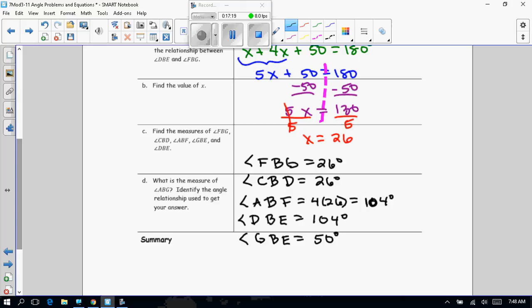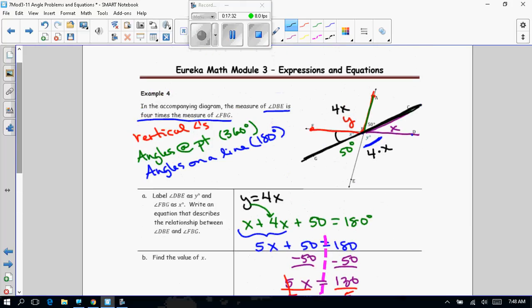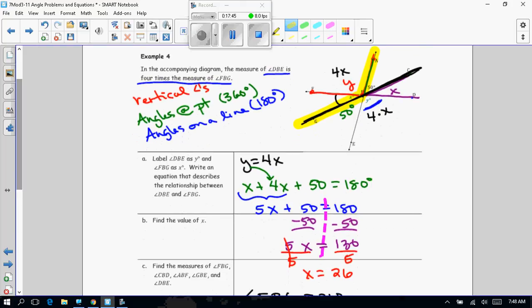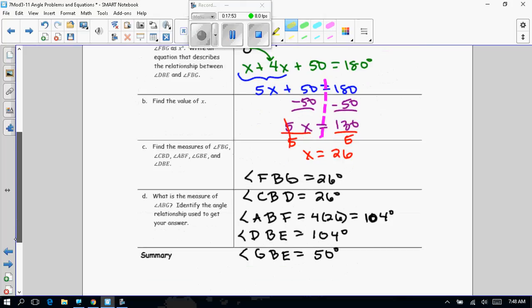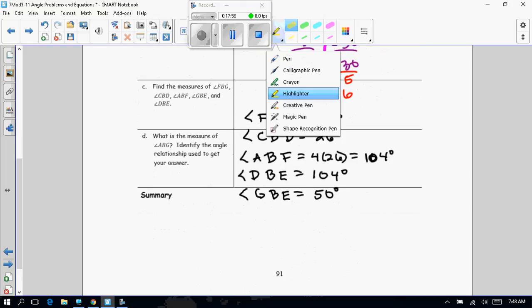Okay, what is the measure of angle ABG, right? And identify the relationship. ABG, it's an adjacent angle, right? ABG is adjacent. Take a look at this. I'm going to get the highlighter tool, I think. Angle ABG, this one here, right? We're talking about that great big angle there. Those are adjacent angles, right? They are adjacent angles. So all I'm going to do is I'm going to add up basically x and the y, or also known as x and 4x.